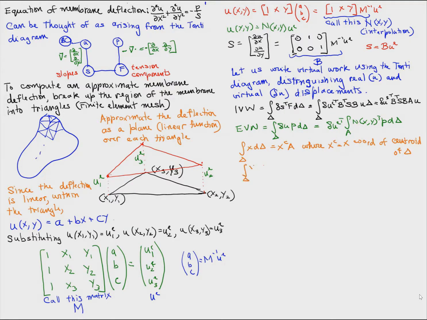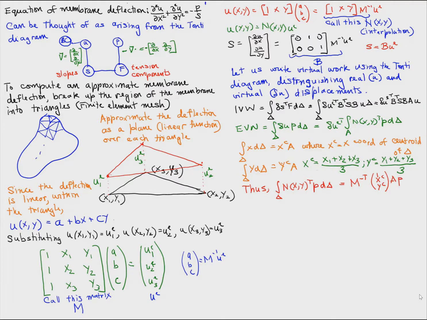And while we do these integrals, it's helpful to recognize that the integral of x is simply the x coordinate of the centroid times the area, and the integral of y is simply the y coordinate of the centroid times the area. And the x and y coordinates of the centroids are simply the average of the vertex coordinates. So if we substitute all of this, we get a simplified expression for the external virtual work.